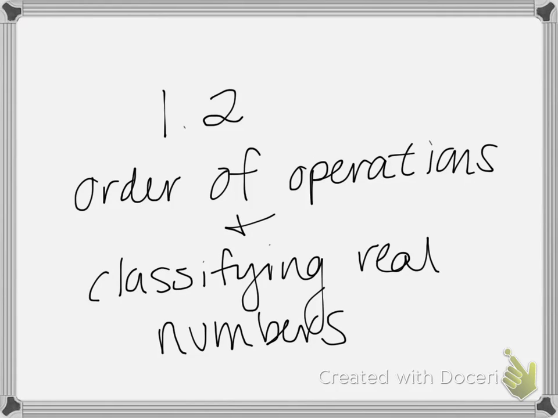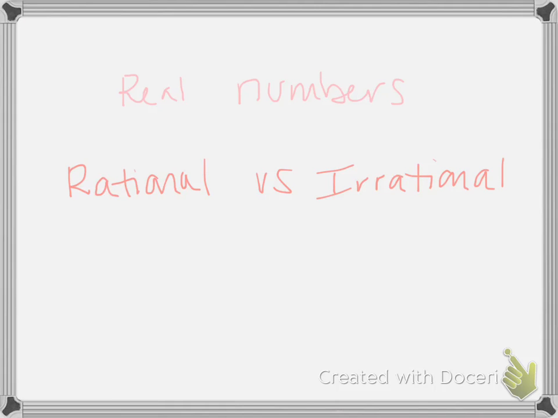Okay, so in this video we are doing order of operations and classifying real numbers. So real numbers start with rational versus irrational. Rational numbers are any numbers that are basically like whole numbers, like -7, 1, we can do some fractions, okay? Irrational are ones that are like pi, or numbers that may never end, so square root of 2, square root of 3. Anytime you see a square root of something, that's going to be an irrational number.